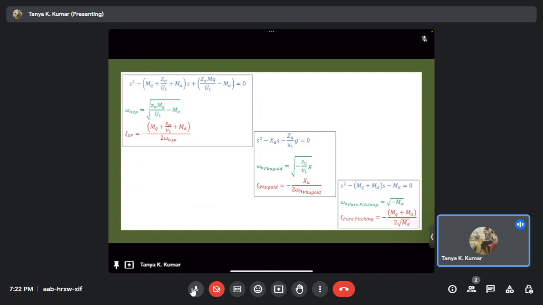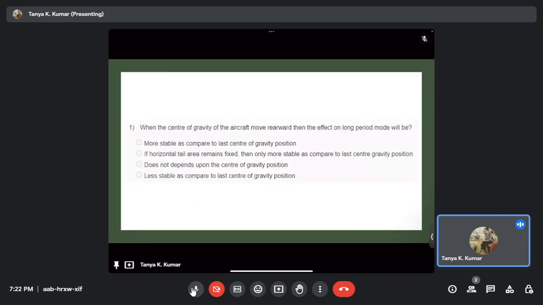Okay, so now let's go over the questions. When the center of gravity of the aircraft moves rearward, then the effect on the long period mode will be. What will be the answer to this? Will it be more stable as compared to the last center of gravity position? If the horizontal tail area remains fixed, then only more stable as compared to the last center of gravity position. Does not depend on center of gravity. Less stable as compared to the last center of gravity position. Which one will be the right answer?